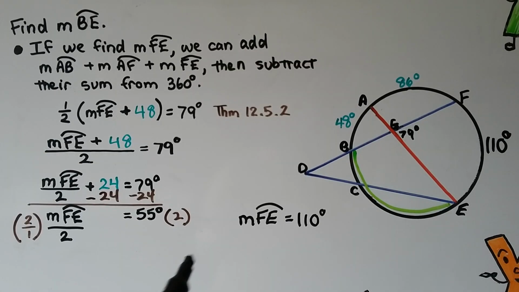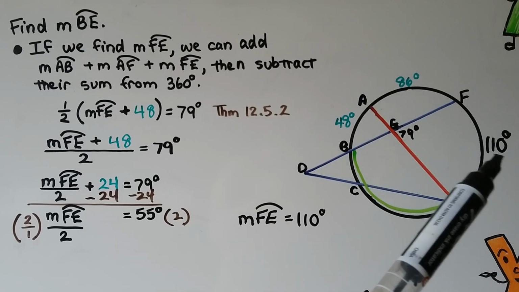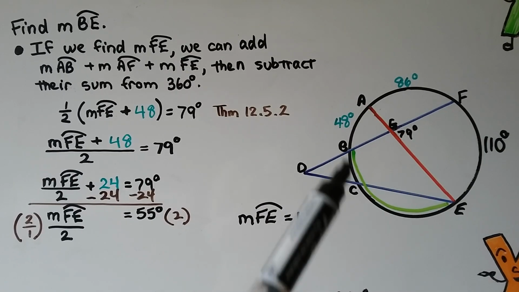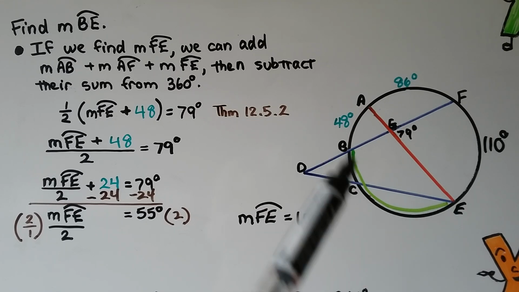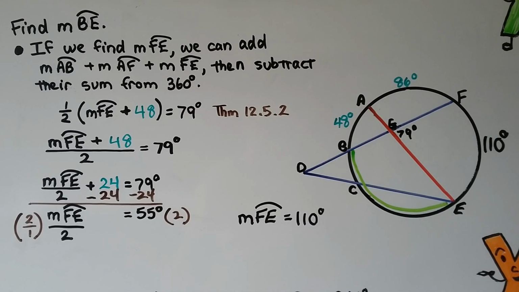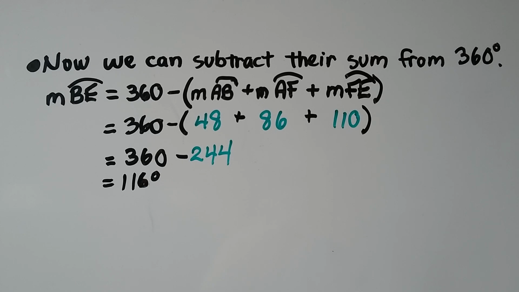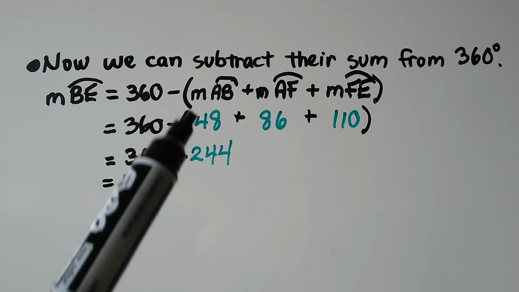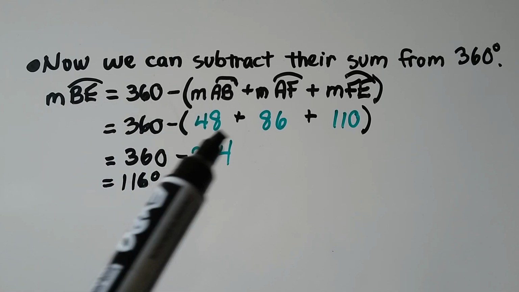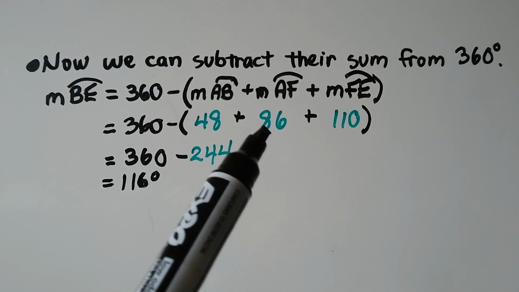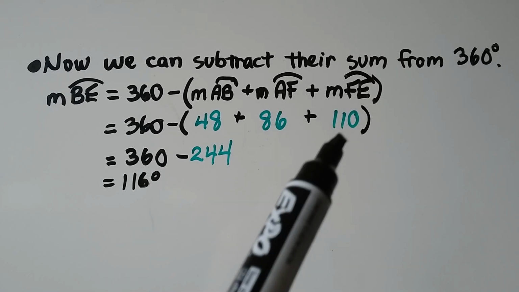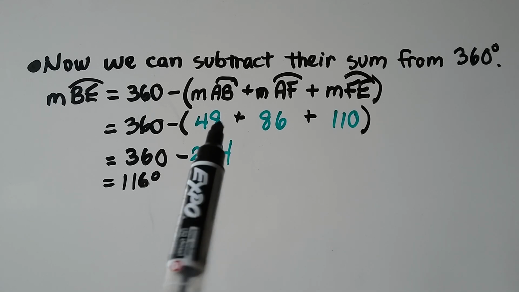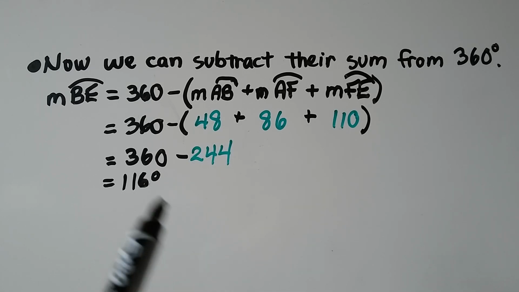Like this. So now all we have to do is total the 48, 86, and 110, find the sum, and subtract it from the 360 to find out what arc BE is. We subtract their sum from 360. The measure of arc BE is going to equal 360 minus the measure of arc AB, that 48, plus the measure of arc AF, that 86, and the measure of arc FE, which we've just found was 110. We find their sum, which is 244. We subtract it from 360, and we know that the measure of arc BE is 116 degrees.